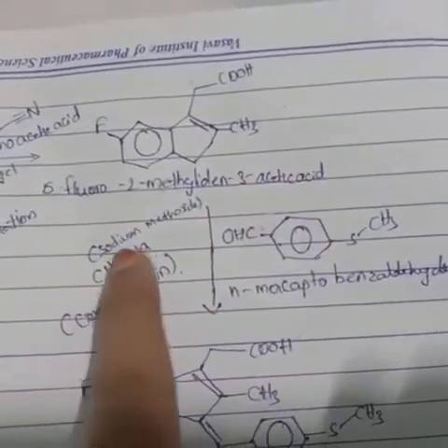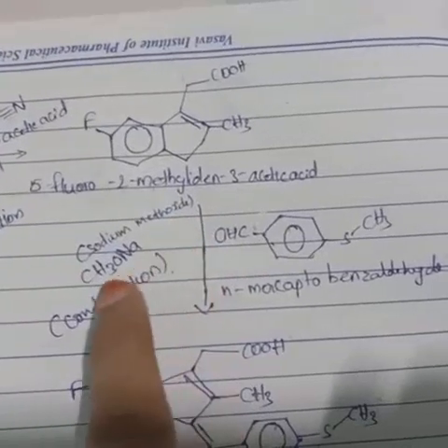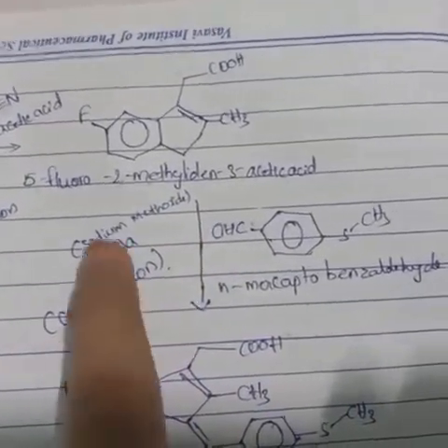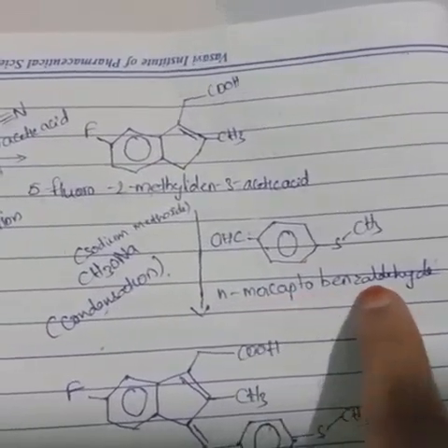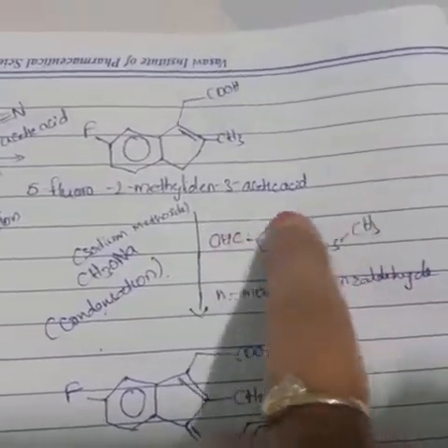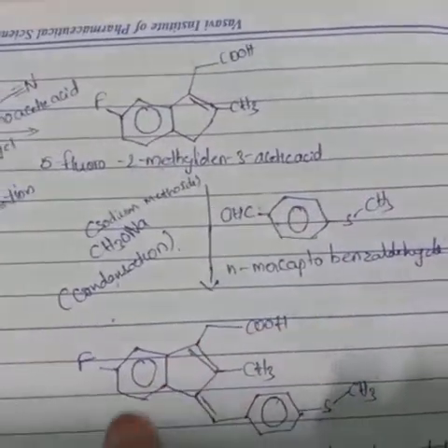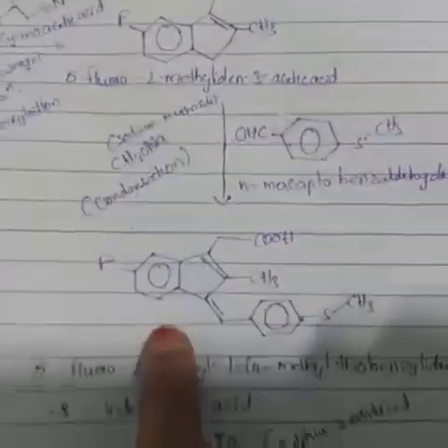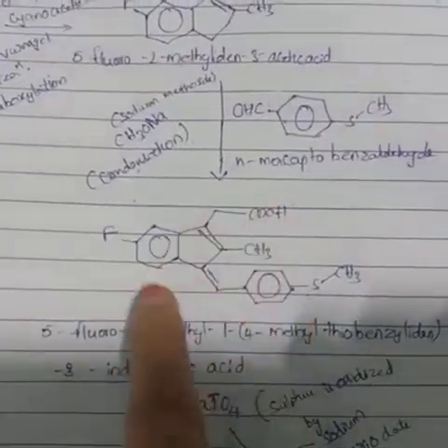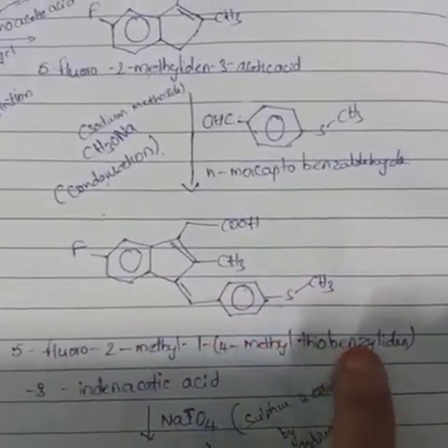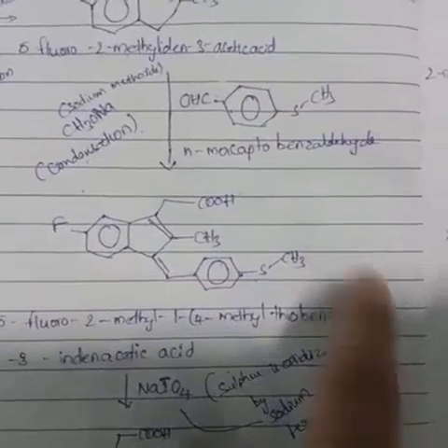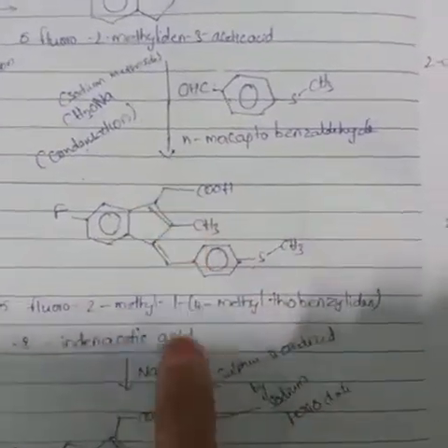This, in the presence of sodium methoxide, undergoes condensation in the presence of 4-methylthiobenzaldehyde. This is the structure of that 4-methylthiobenzaldehyde. It undergoes condensation, and finally we are going to get another intermediate, the 5-fluoro-2-methyl-1-(4-methylthiobenzylidene) intermediate.